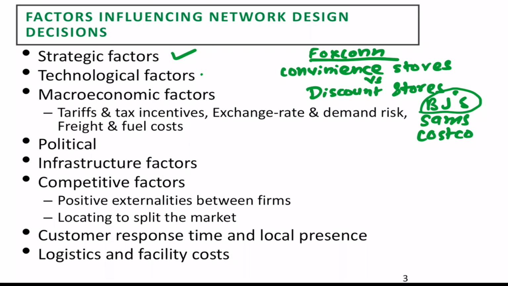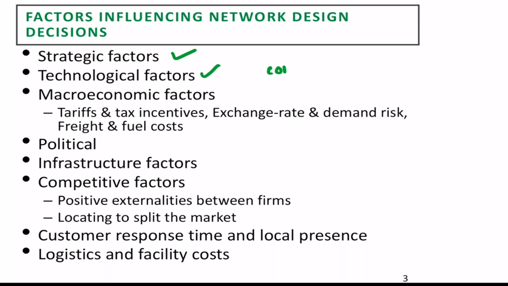Another important factor is technological factors. The production technologies that are available at a given time have a very big impact on decisions involving network design. So one example is manufacturers of computer chips. Manufacturing computer chips requires a huge investment in a manufacturing facility, but the output is relatively inexpensive to transport. On the other hand, if you compare a company like Coca-Cola, they may have several bottling plants because bottling plants do not have very high fixed cost.